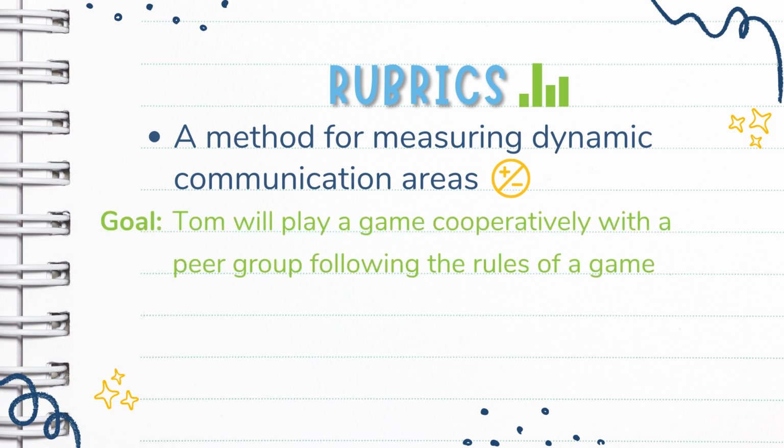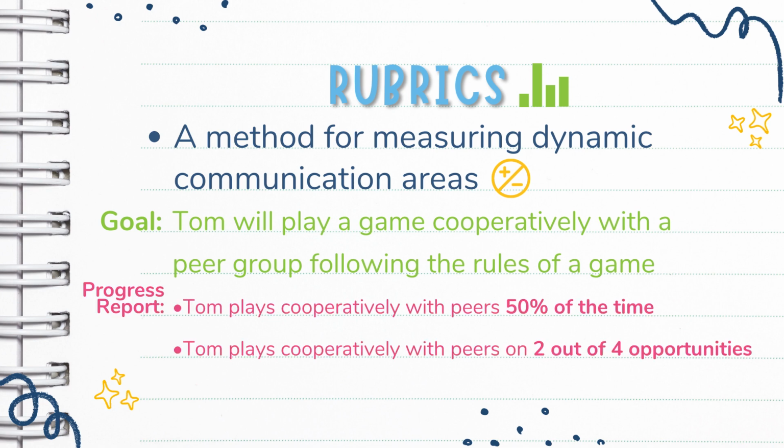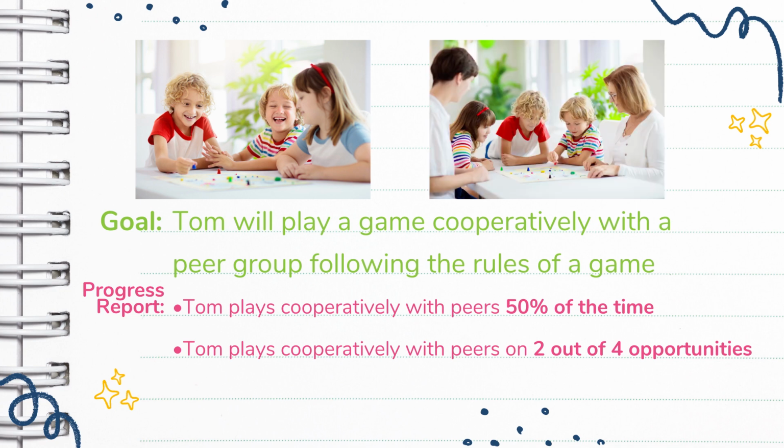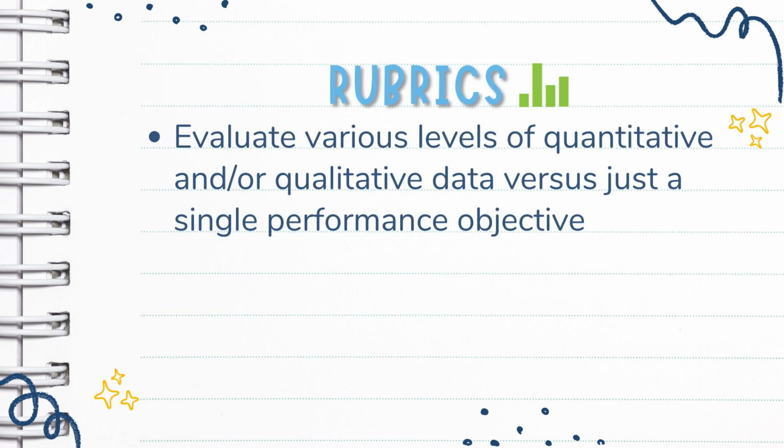For example, if I have a student who is working on playing cooperatively with peers, I could report a percentage or number of opportunities that the student successfully demonstrates this skill, but then I wouldn't be able to capture important nuances, such as how the student does play well with peers, but only in the speech room, or how they do follow the rules of a game, but only when it is adult-led. And that's where rubrics really come in handy, to help you track different factors that might contribute to the mastery of a skill.